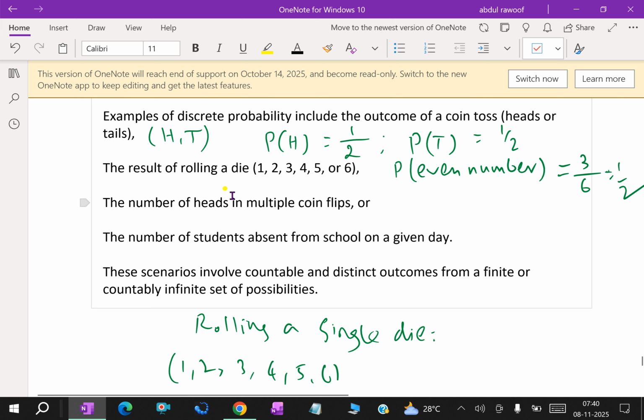Now, further we will discuss in the next videos some interesting facts about discrete probabilities and solving problems.